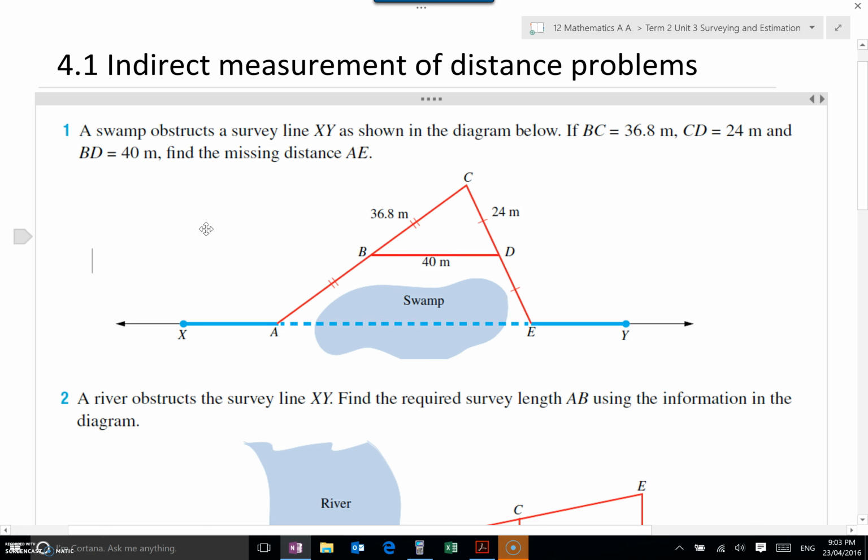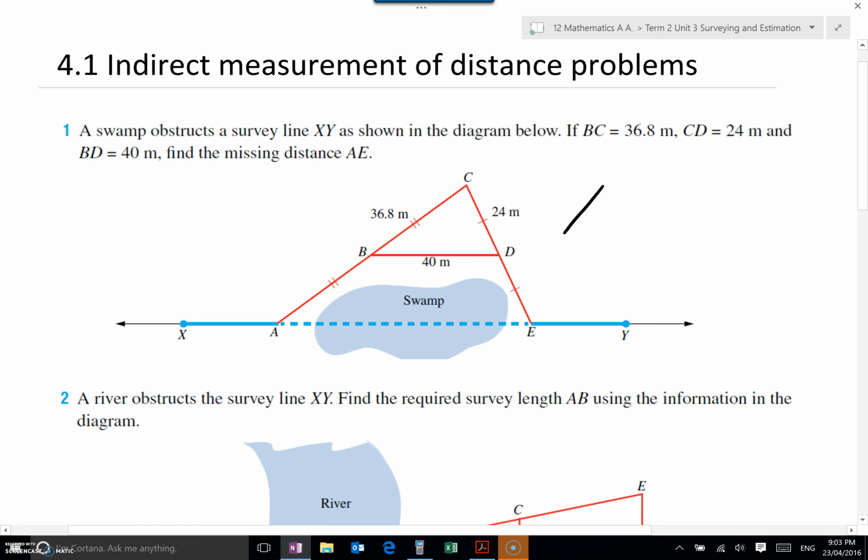That's gone. Trying to find this distance from A to E across the swamp. I know that I have this triangle CBD that I can measure, 36.8, 24, and 40. And I'm trying to find something about this bigger triangle CAE. This is the one I'm trying to find, that X at the bottom.